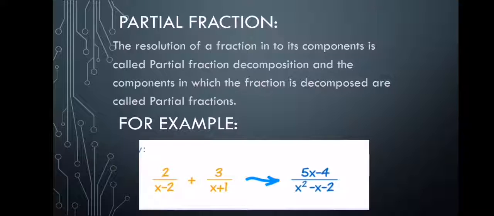Now what is partial fraction? The resolution of a fraction into its components is called partial fraction decomposition, and the components into which the fraction is decomposed are called partial fractions. For example, if we add 2 by x minus 2 plus 3 by x plus 1, the resultant fraction is this one, that is 5x minus 4 by x square minus x minus 2.